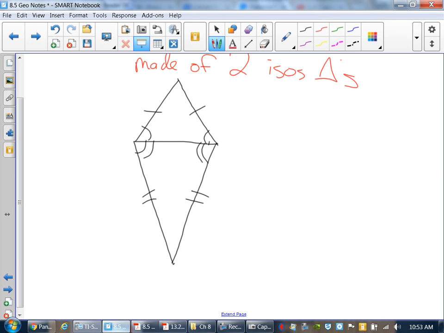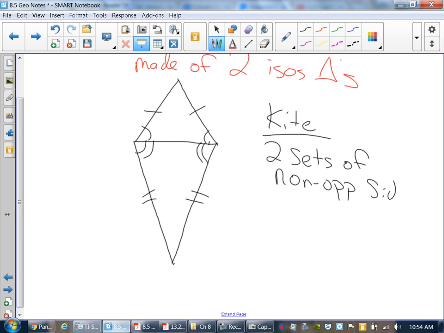Now, what I want you to see here is that you've got two smaller angles that are the same on both sides. When you add those two smaller angles, they create a bigger angle. Those two bigger angles then always are going to be equal. They're always going to be congruent. So in this kite, you have two sets of non-opposite sides congruent.